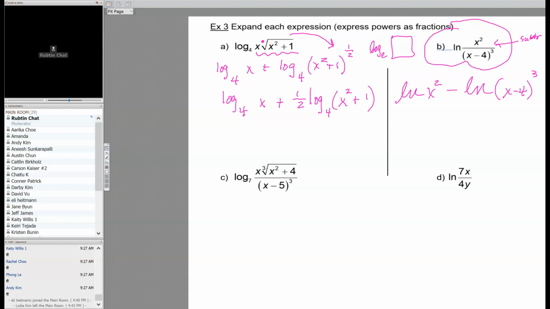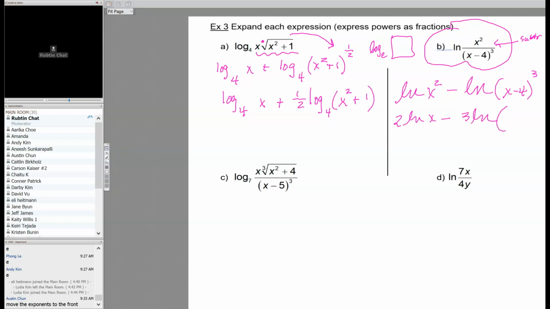But in the meantime, there's one more thing that I can do. Austin, what is one more thing that I can do? We're almost there. Grab your mic. Just turn on your talk button. Right, just move the exponents to the front. Bam, so I've got 2 ln x minus 3 ln of x minus 4.